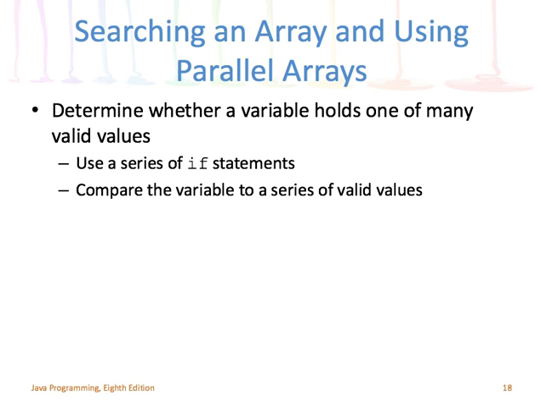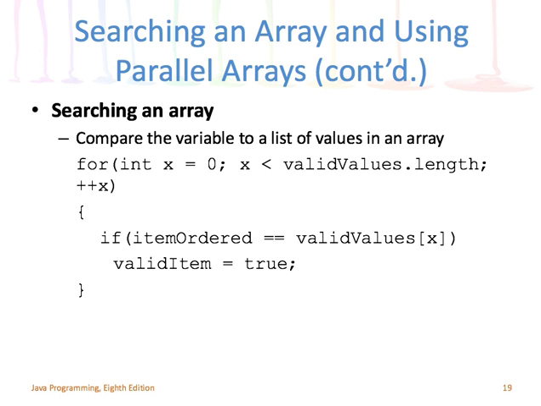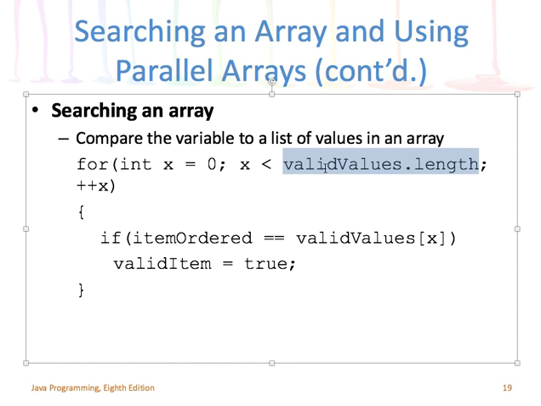All right, so determine whether a variable holds one of many values. So use a series of if statements, compare the variable to a series of valid commands. So compare the variable to a list of variables. So this is the easiest way of searching an array. You set up a for int x equals 0. So it starts off at x and says if x is less than the valid values dot length plus x, else if the item order or whatever the value is equals this, then true. So it'll give you an array, and it'll sort a list of values of something, and then it'll have something.